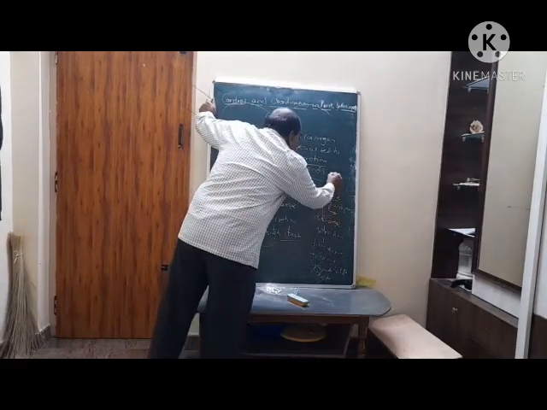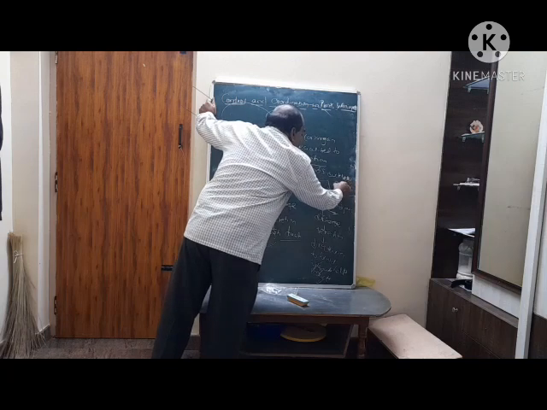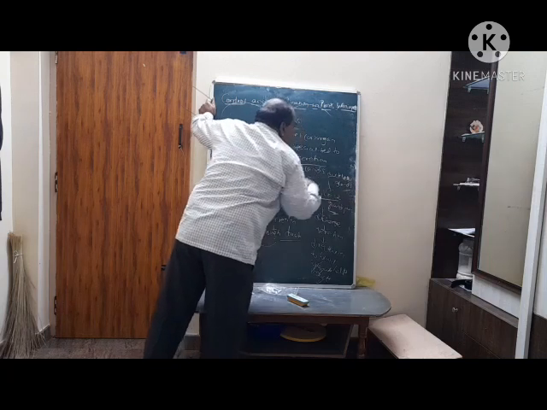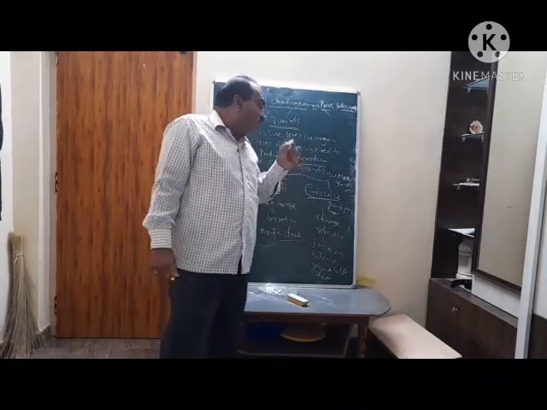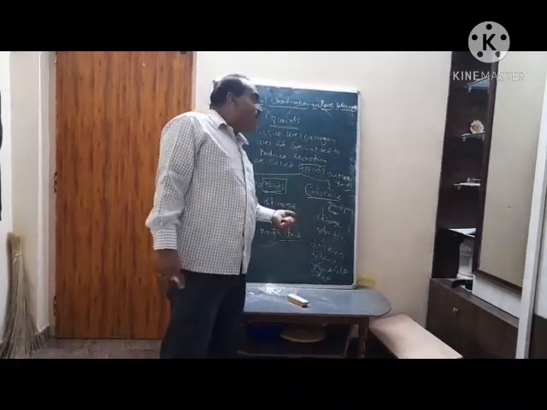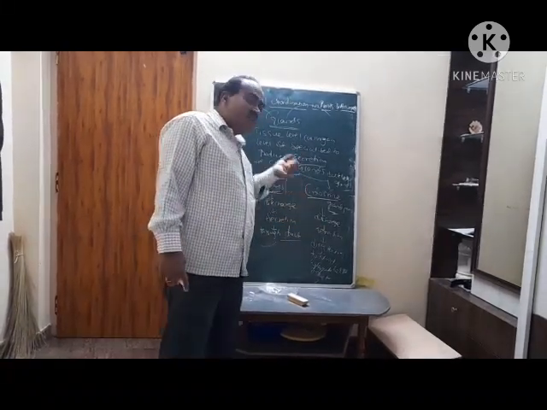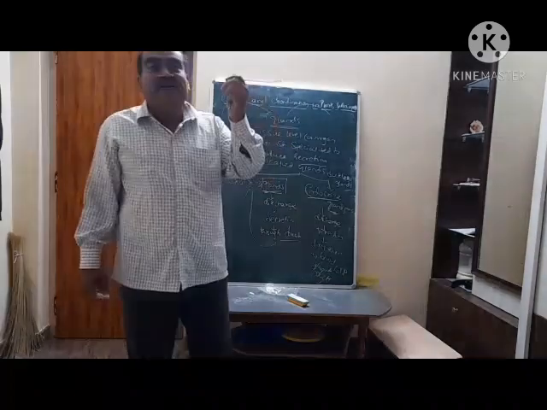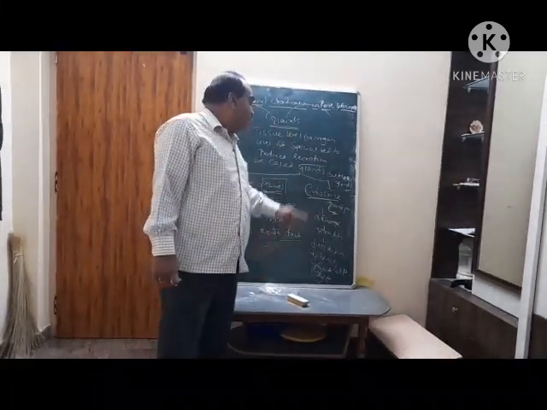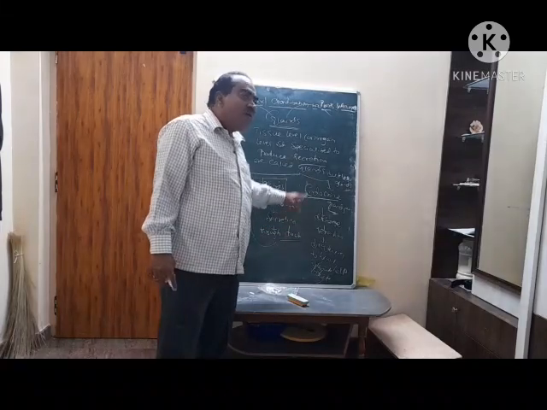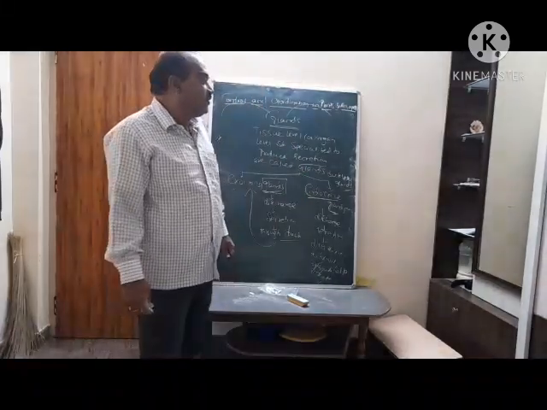Endocrine glands are called ductless glands. Which type of glands are called ductless glands? Endocrine glands are called ductless glands. Why are the endocrine glands called ductless glands? Because they discharge their secretion directly into the bloodstream without the help of ducts. Therefore, endocrine glands are called ductless glands.